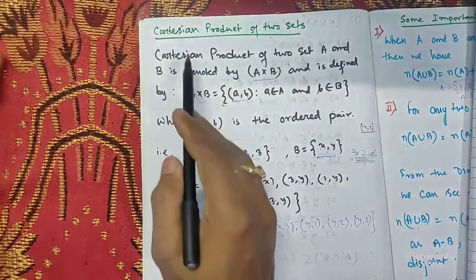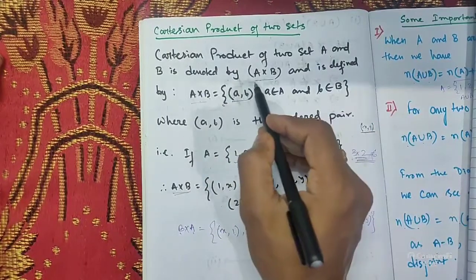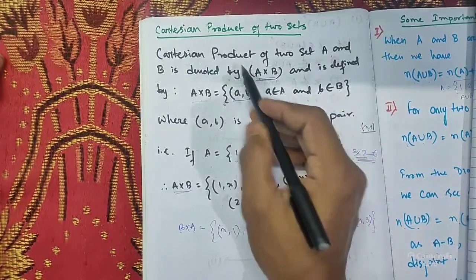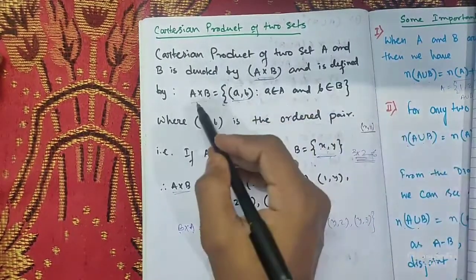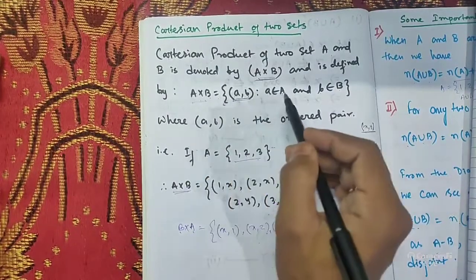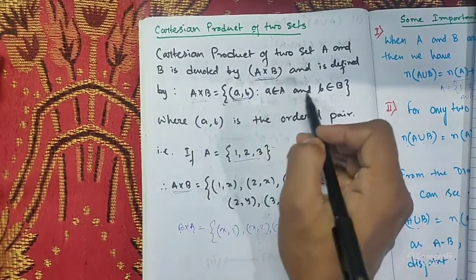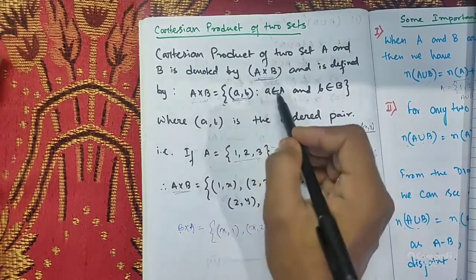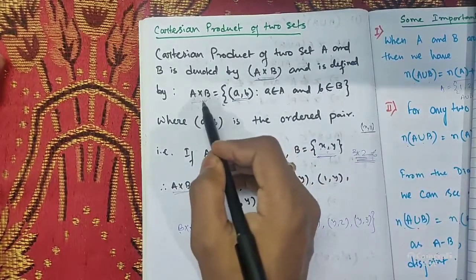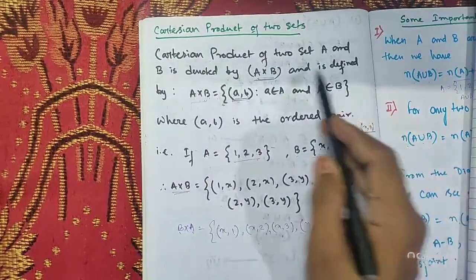Now Cartesian product. What is Cartesian product? Cartesian product of two sets A and B is denoted by A cross B. A cross B means product of two sets is known as Cartesian product, and it is defined by A cross B equals the ordered pair (a, b) such that the first element comes from the first set and the second element comes from the second set. So a belongs to capital A and b belongs to capital B. So remember, this is a very important topic, Cartesian product. In class 12 also it will be required.